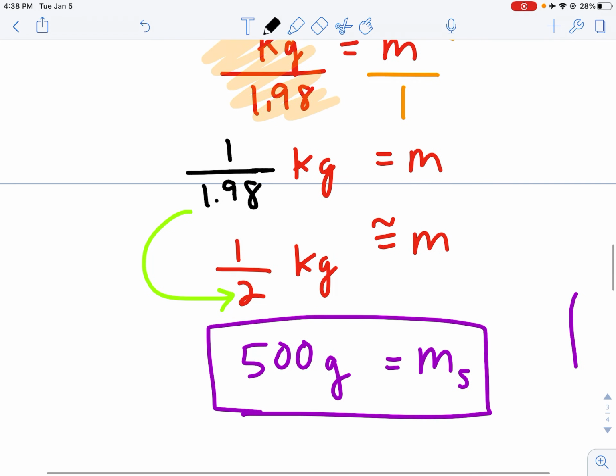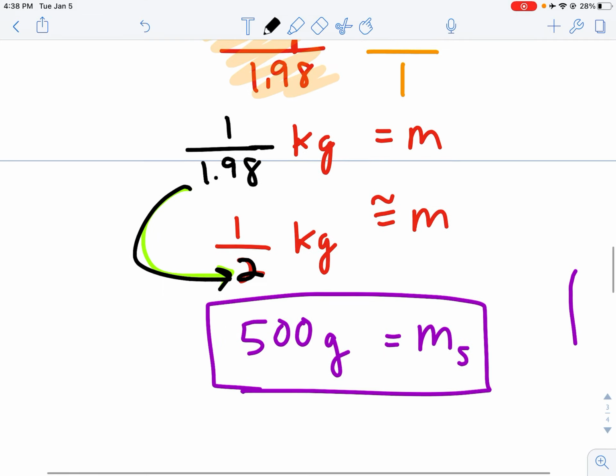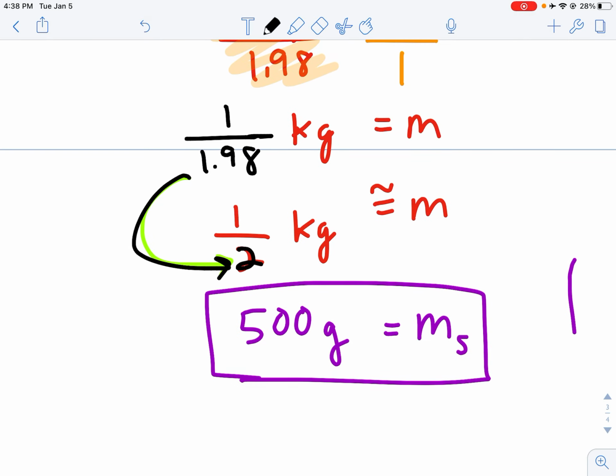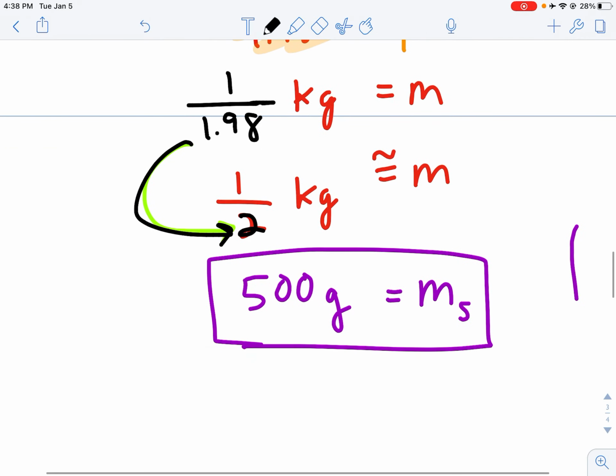Now, I've rounded the 1.98 to 2 just to make the math a little easier. Right? Please don't do that on your labs. But I'm just proving a point. So 1 over 1.98 is approximately 1 over 2, and that gives me half a kilogram. And half a kilogram is half of 1,000 grams, which is 500 grams, and that checks out. That was the mass of my system.